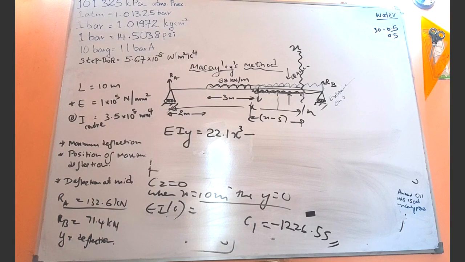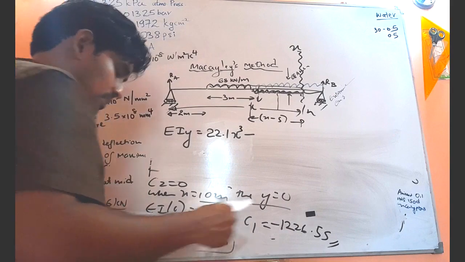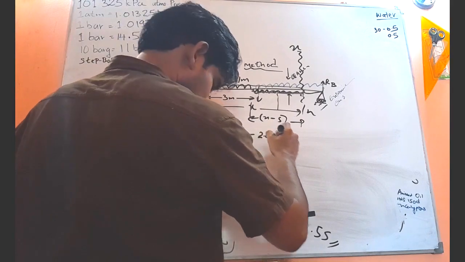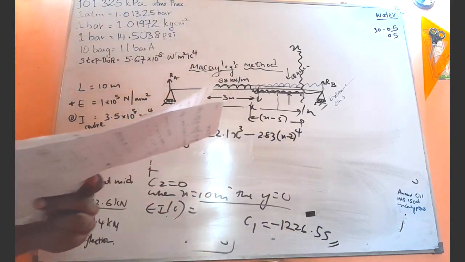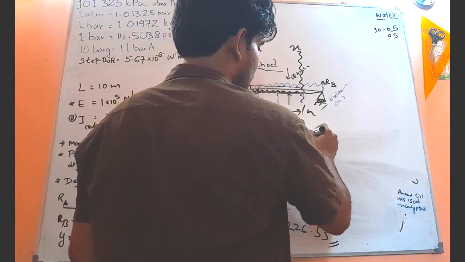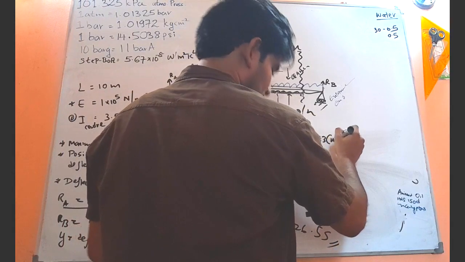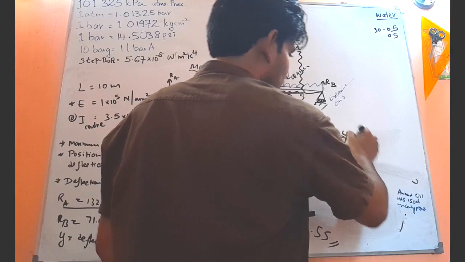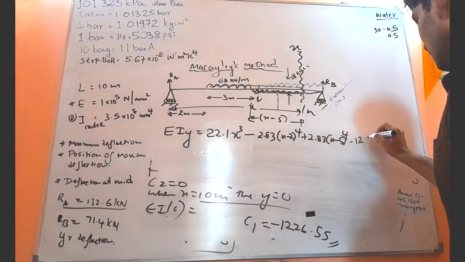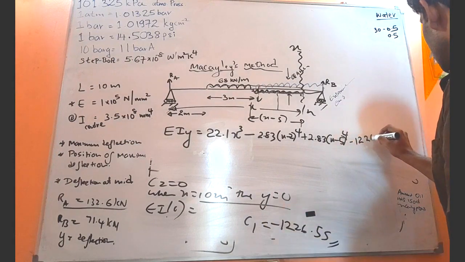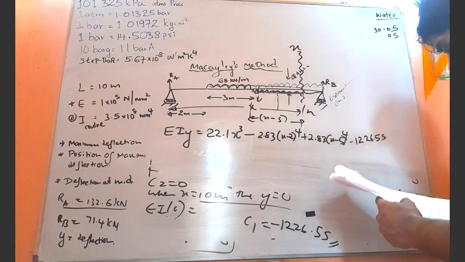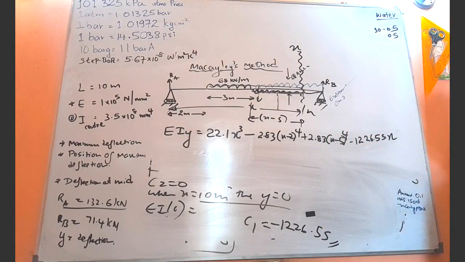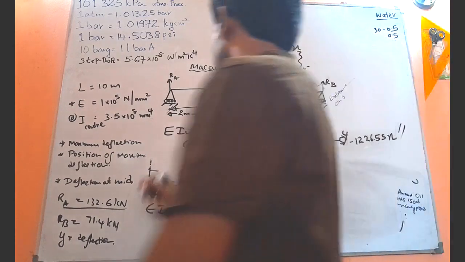Minus 2.83 times x minus 2 to the power 4. Then positive 2.83 times x minus 5 to the power 4. Then minus 1226.55 times x, right? So this is the equation for the deflection, right?